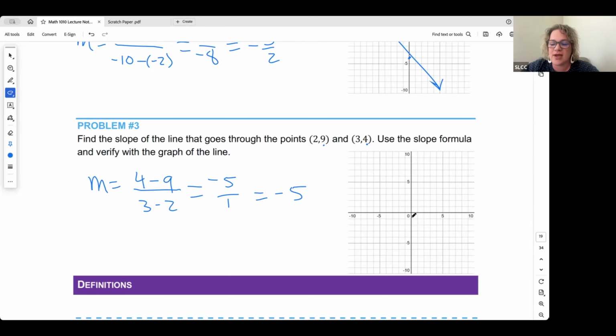Then we can plot the points 2, 9, and 3, 4. And then draw your line. Pretend that that's a perfectly straight line. And what do you see? You go down 5 over 1, down 5 over 1. And your slope is a -5.